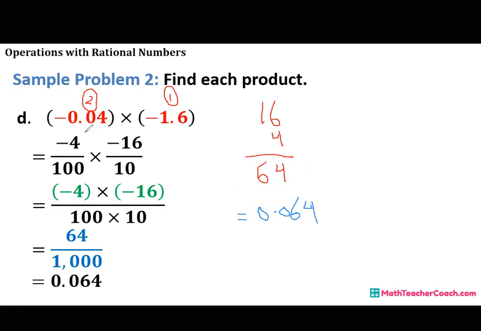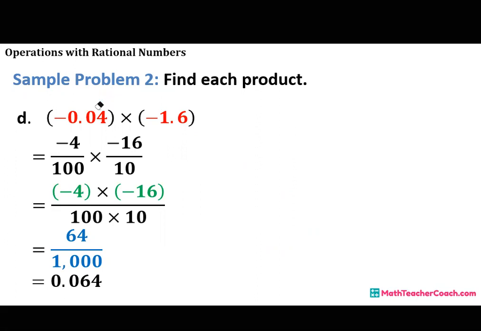So as I told you, you have two different methods. This one, the decimal point after 2 digits, so it will be over 100. The decimal point after 1 digit, so it will be over 10. Then we will multiply the numerators together. 4 times 16 equals 64. And 100 times 10 is 1,000. And the decimal point after 3 digits. So you have two methods, and you will choose any one of them to answer your question.